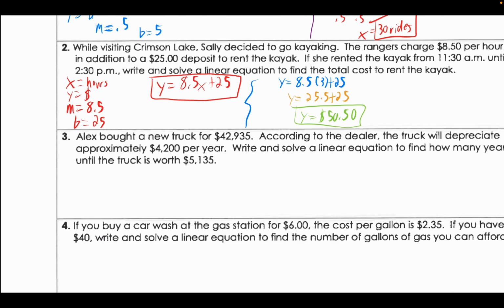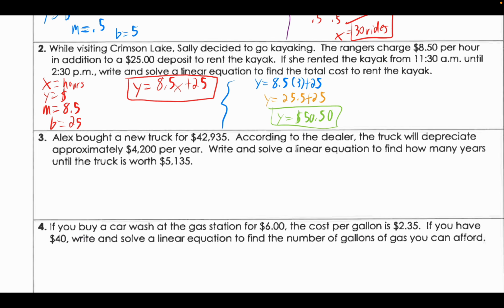Moving on to number 3 here, Alex bought a new truck for $42,935. According to the dealer, the truck will depreciate, go down in value, approximately $4,200 per year. Write and solve a linear equation to figure out how many years until the truck is worth $5,135. So write the linear equation. That's what we're going to be doing based upon this first sentence.